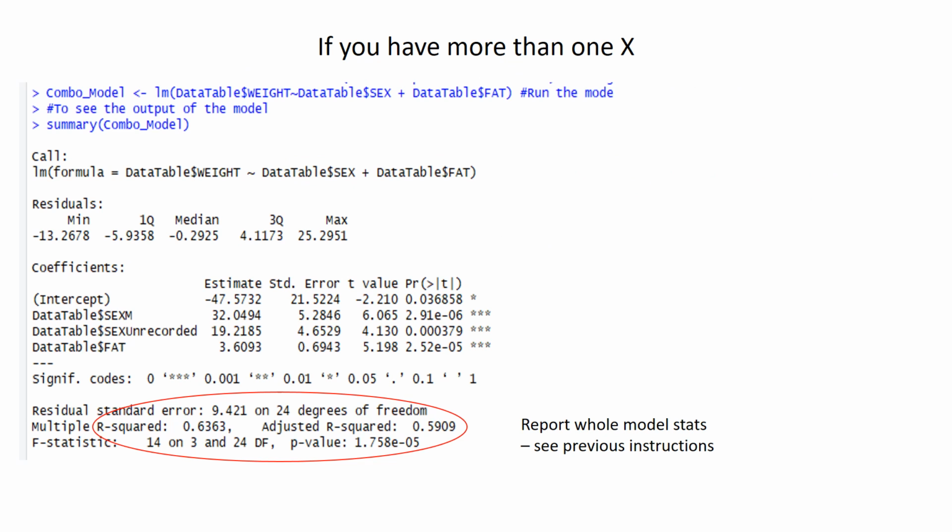Okay, so how do we go about this? Again, we start off by reporting the whole model statistics, and we've done that twice now, so I'm not going to repeat it, but all these important variables that I mentioned before in this section need to be reported. So we know how to do that.